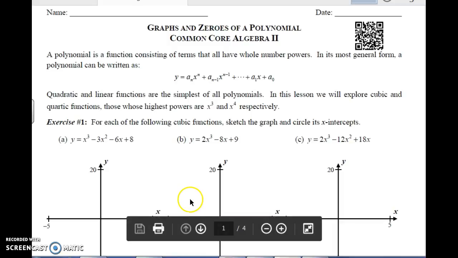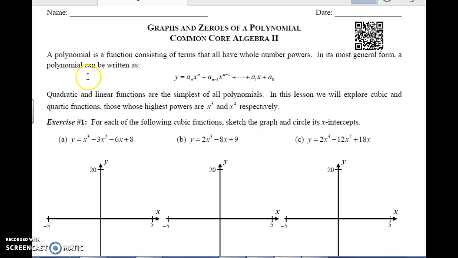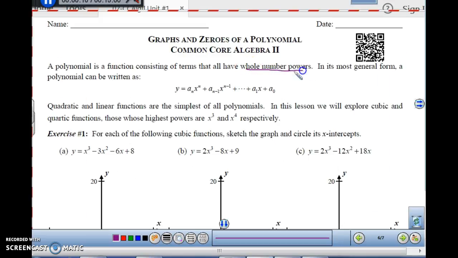This is Algebra 2, Unit 10, Lesson 2 on graphs and zeros of a polynomial. Now, by definition, a polynomial is a function consisting of terms that all have whole number powers. So all the powers are raised to whole numbers. In its most general form, a polynomial can be written like this.